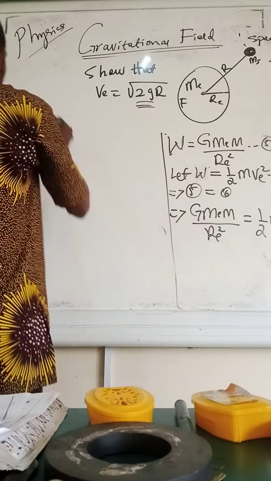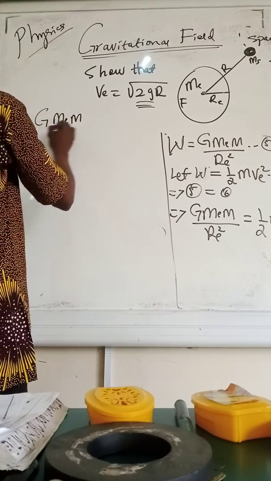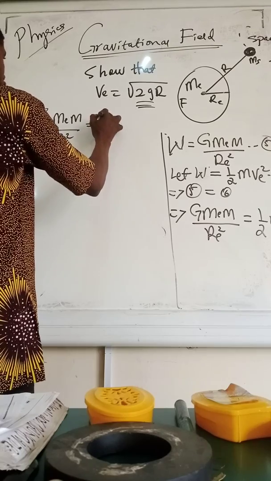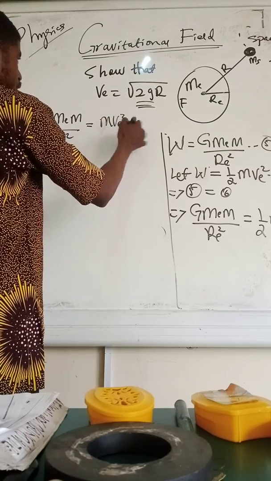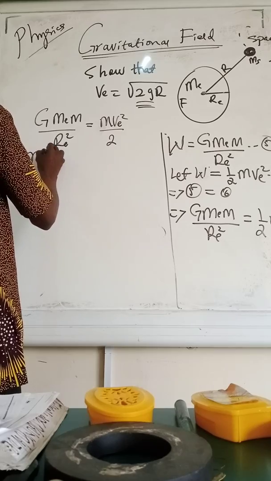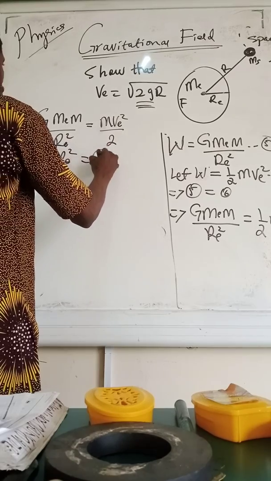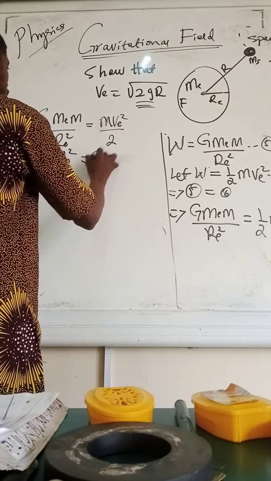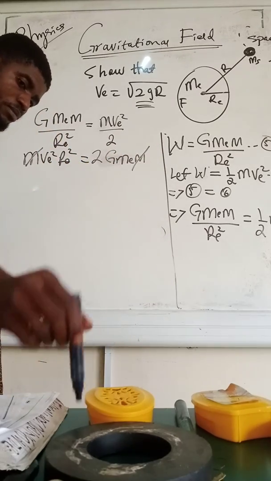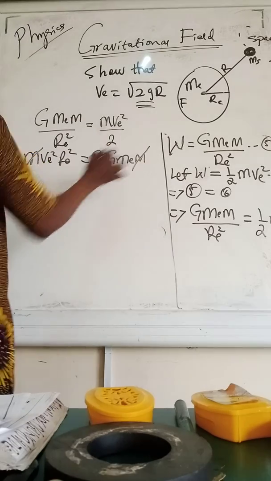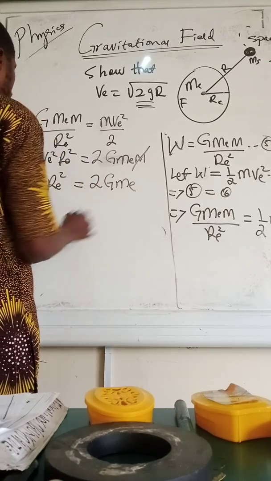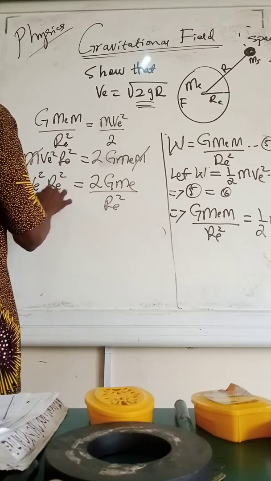So if we do that, we have G M E M all over RE squared equals m VE squared all over 2. If we cross multiply, we have m VE squared RE squared equals 2G M E m. This m will cancel out this m, and you're left with VE squared RE squared equal to 2G ME. Divide both sides by RE squared.